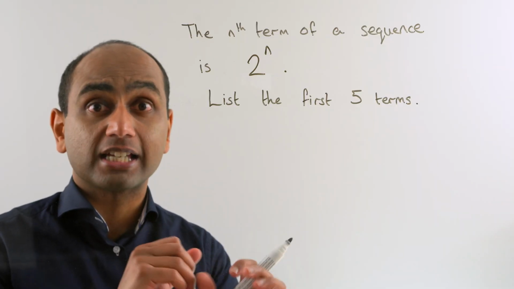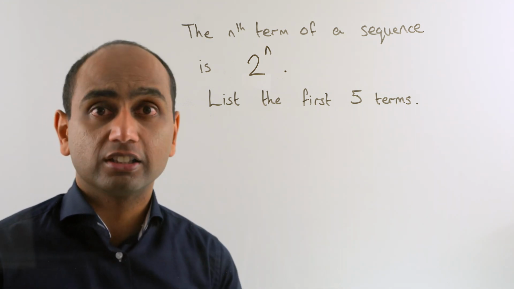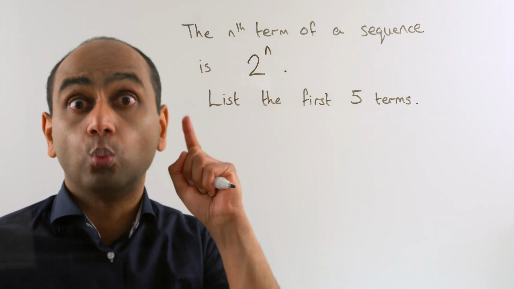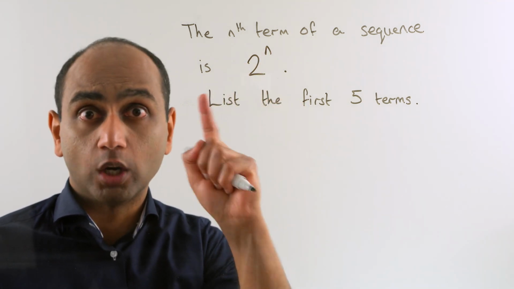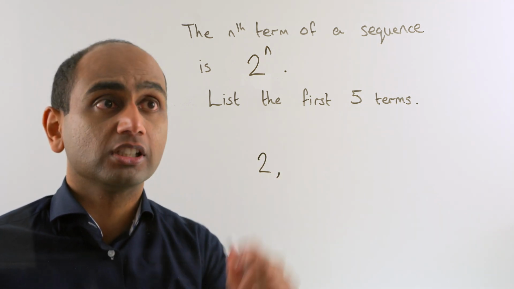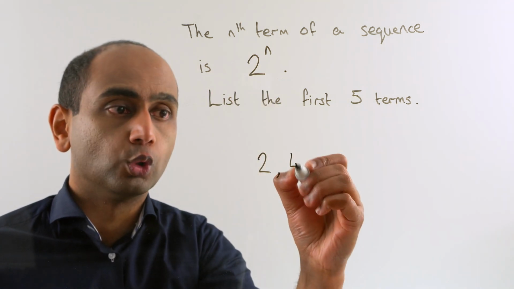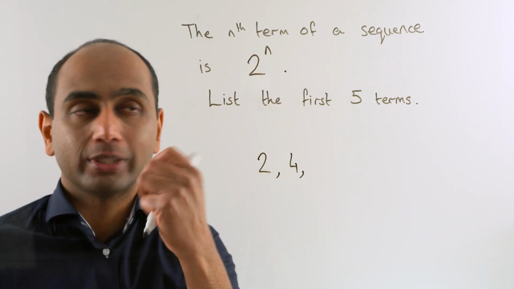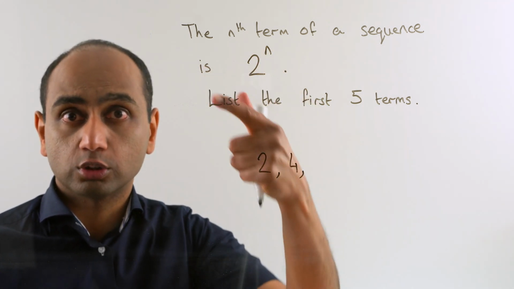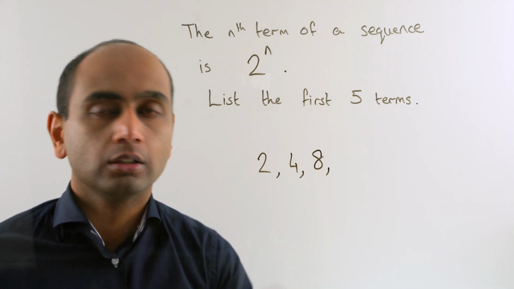Here's another sequence that's a little bit different from the ones we saw earlier in the video. Let's try generating the first few terms. So the first term is the one where n is 1. 2 to the power of 1 is just 2. The second term of this sequence is what we get when n is 2. So 2 to the power of 2 is 4. The third term is when n is 3. So 2 to the power of 3, that's 2 times 2 times 2, and that gives us 8.